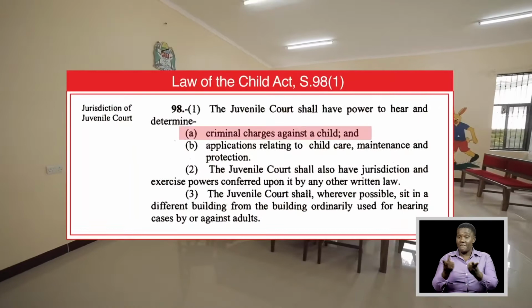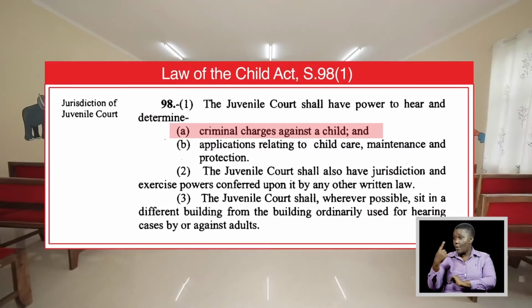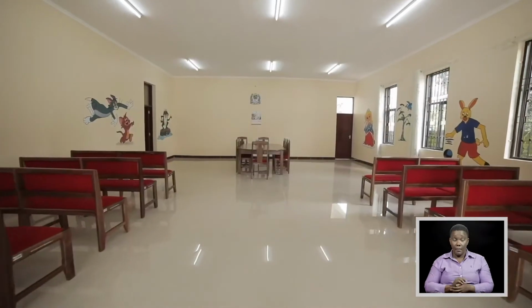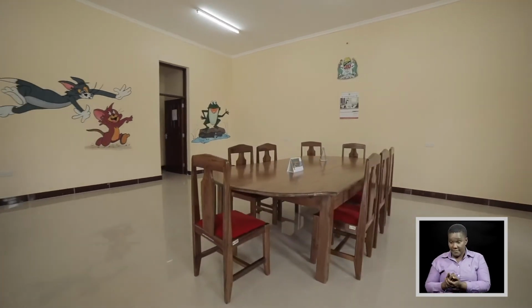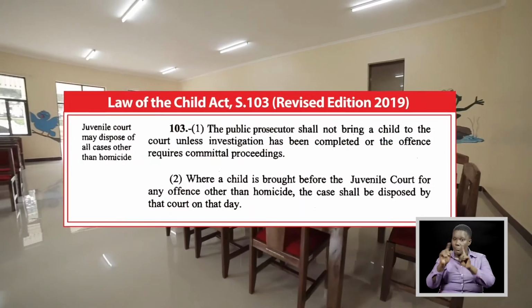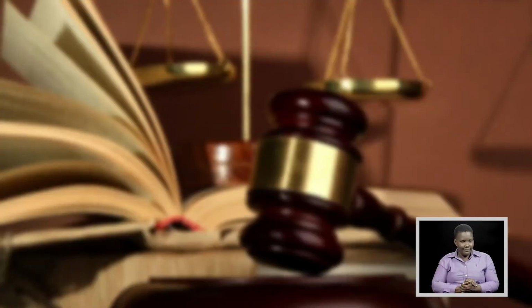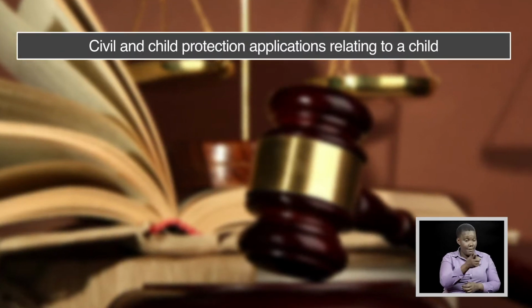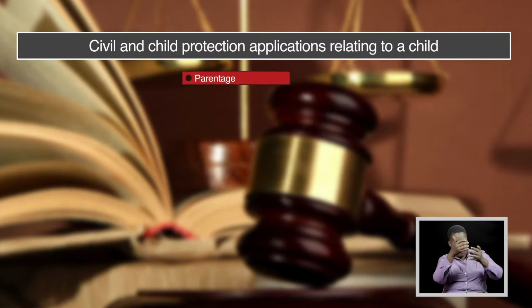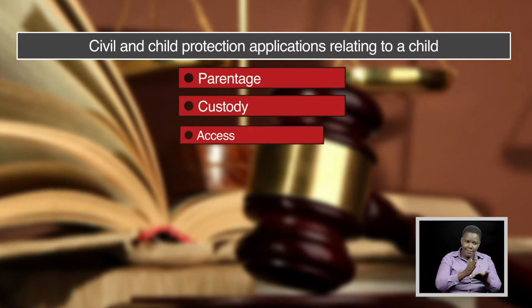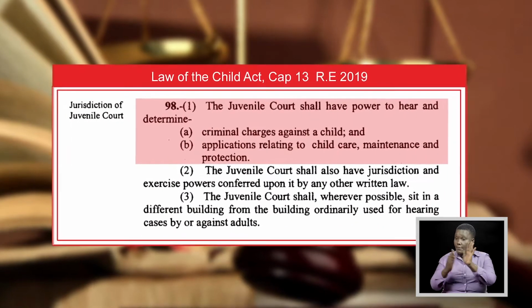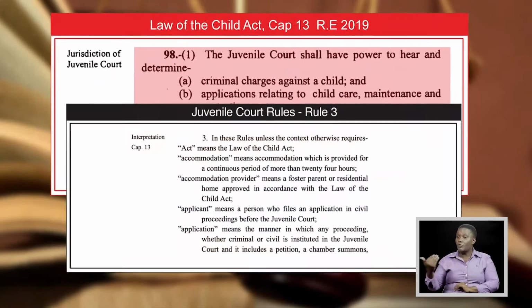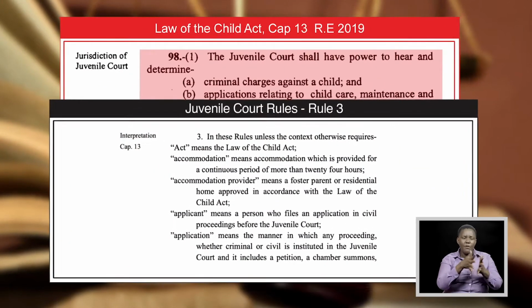responsibility. This is provided under Section 98, subsection 1A of the Law of the Child Act. The juvenile court also has jurisdiction over committal proceedings in relation to offences for which the High Court has original jurisdiction. This is according to Section 103 of the Law of the Child Act, Cap 13, Revised Edition of 2019. Civil and child protection applications relating to a child. These include parentage, custody, access, maintenance, and child protection cases. This is provided under Section 98, subsection 1B of the Law of the Child Act, and Rule 3 of the Juvenile Court Rules, which defines childcare applications.